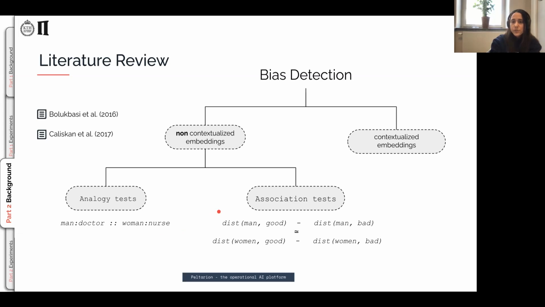And then we also use association tests. So here we have a good attribute and a bad attribute. So here we compute the distance between the word man and the bad attribute. We do the same for the good attribute and the same word. And then we subtract those two. And then we repeat for the word woman. And then those two subtractions, if the model is unbiased, should be equal.